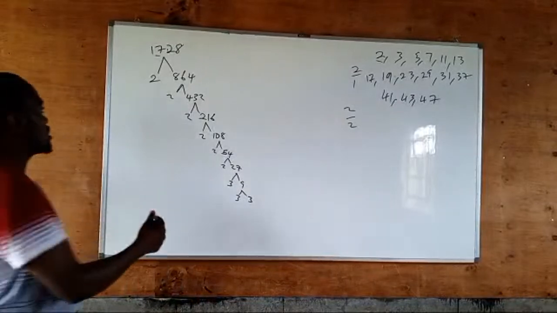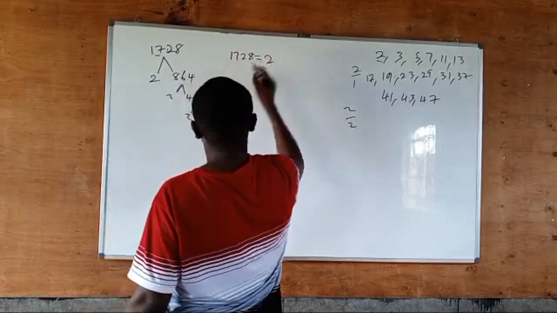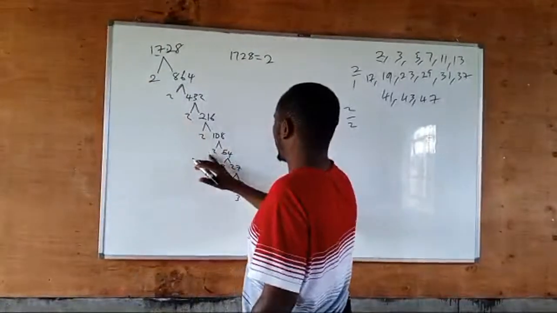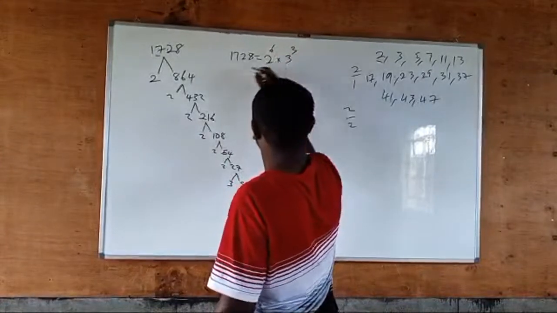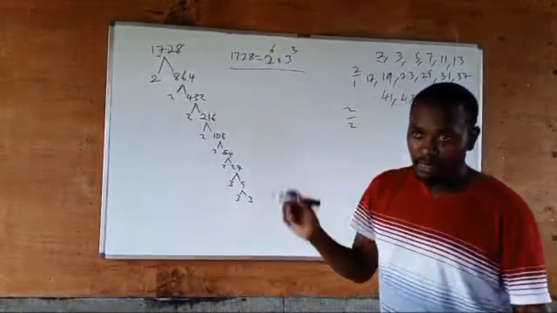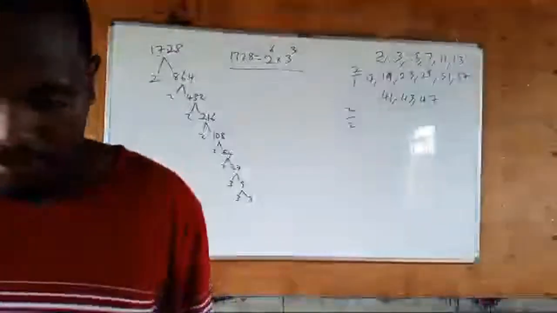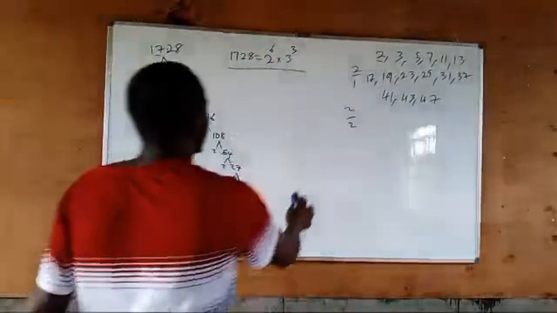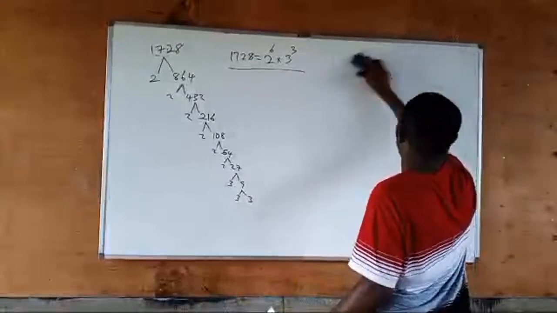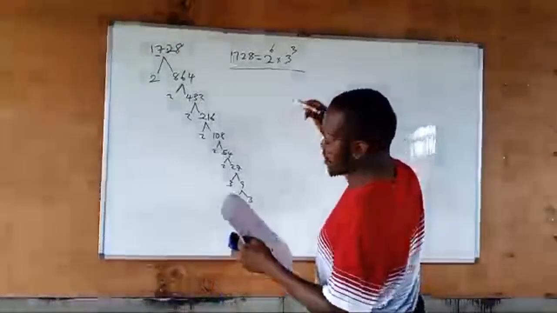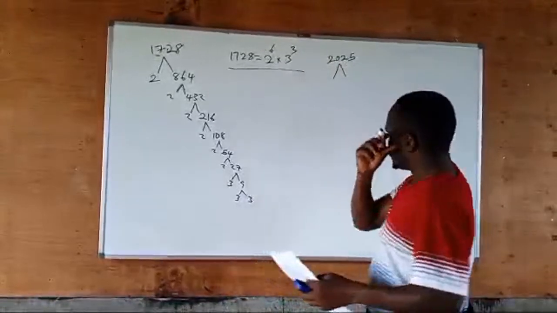You have to express. Uniambie 17, 28 is equal to 2 raised to 6 times 3 raised to 3. Sawa. You need to write this. The next part. The next part iko nasema 20, 25. Twende na hizo prime factors.